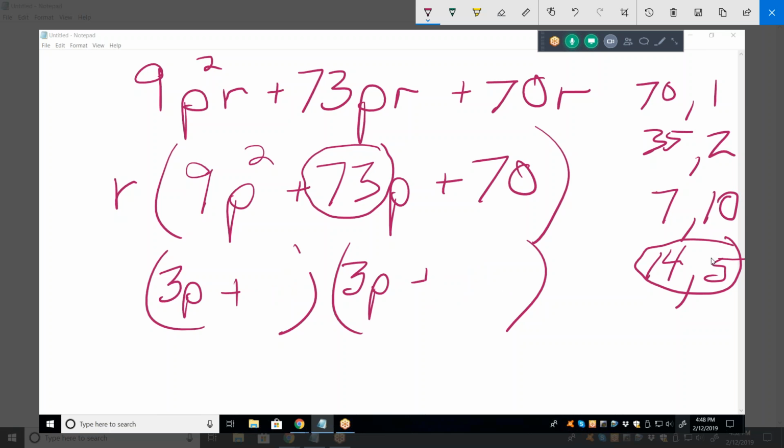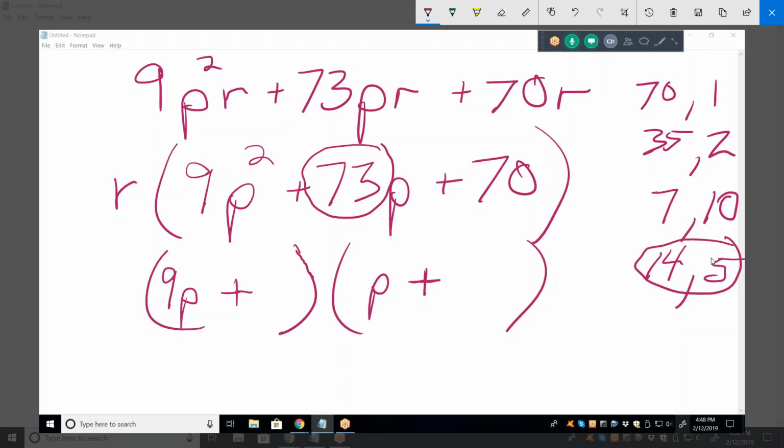Oh my goodness, what do I do now? I've tried all combinations of factors of 70. However, there was another way to split up the 9p's, the way you wanted to do in the first place. 9p times p. That's going to give us a whole other set of numbers.